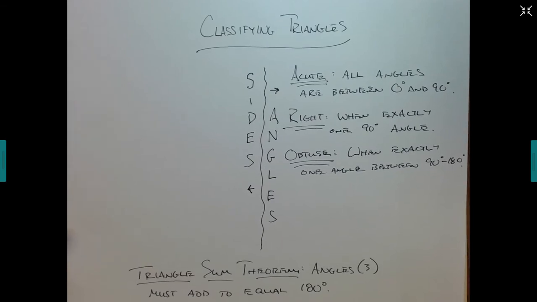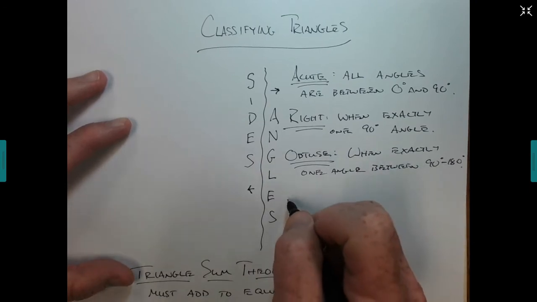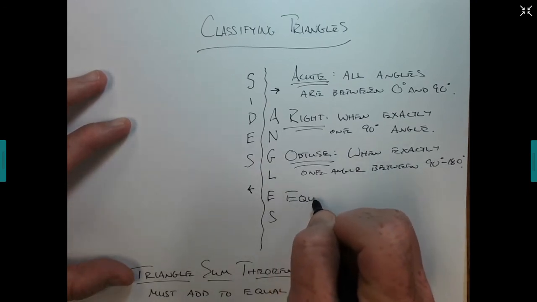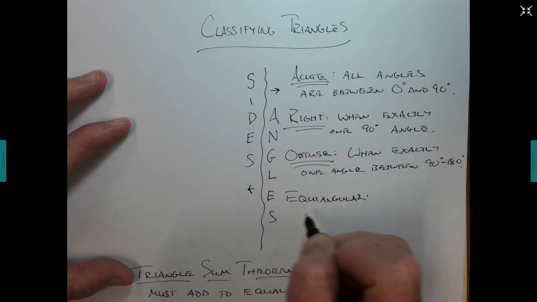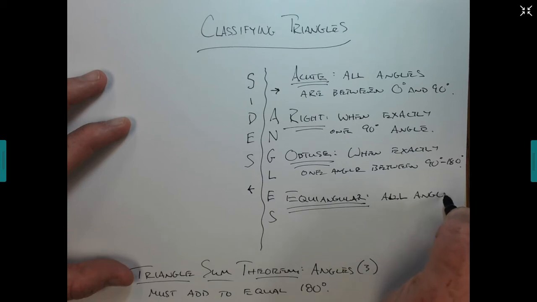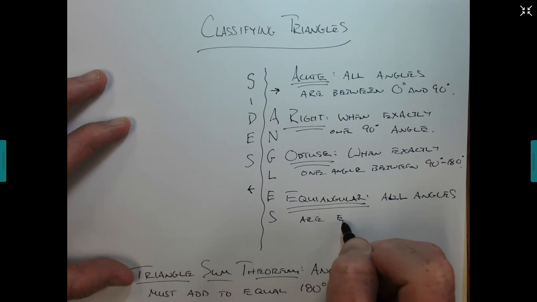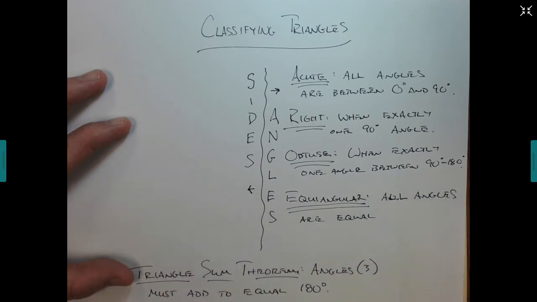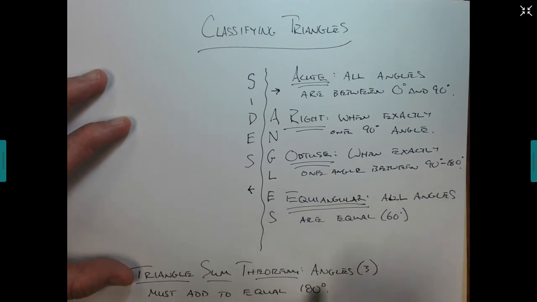All right. And in the rare case, we have all of the angles the exact same. That's called equiangular. All angles are equal, and since they have to add up to 180 degrees, I can divide 180 into three equal parts. That means all of the angles would be 60 degrees. All right.